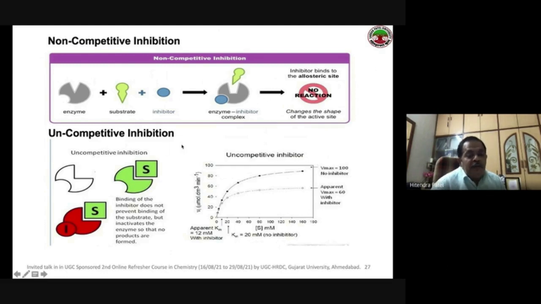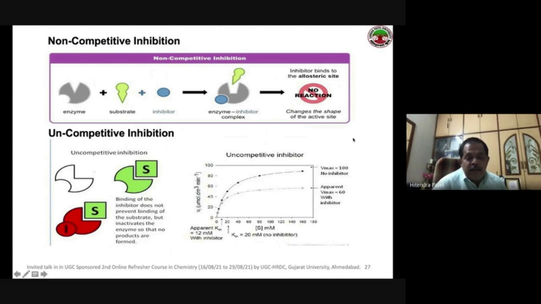Now, uncompetitive inhibitors. Here also, with the enzyme, you can see the substrate and then the inhibitor. The inhibitor interacts with this site of the enzyme and changes the shape and size of the active site, and then it will try to bind together with the substrate. The inhibitor does not prevent the binding site of the substrate, so the substrate can easily interact with this one. So this is called uncompetitive inhibition.